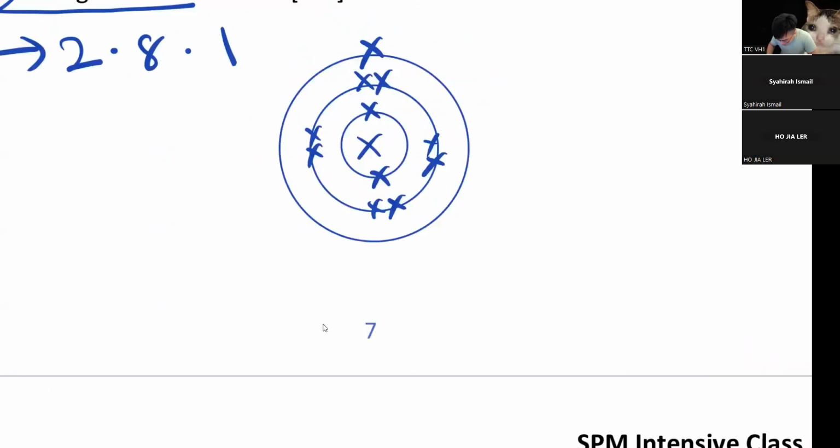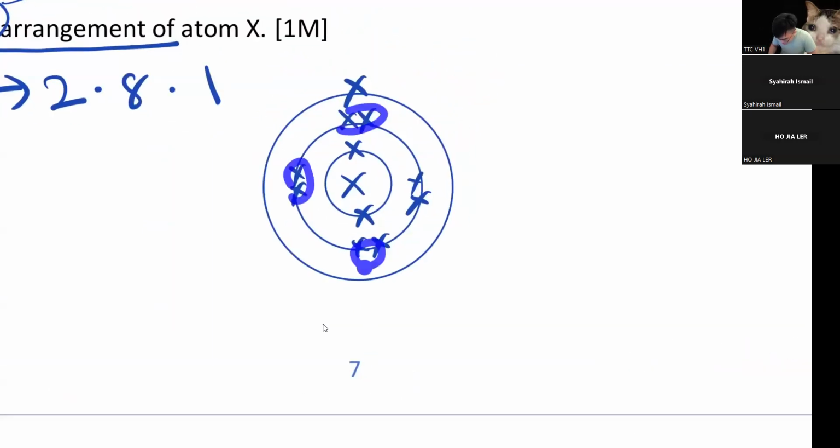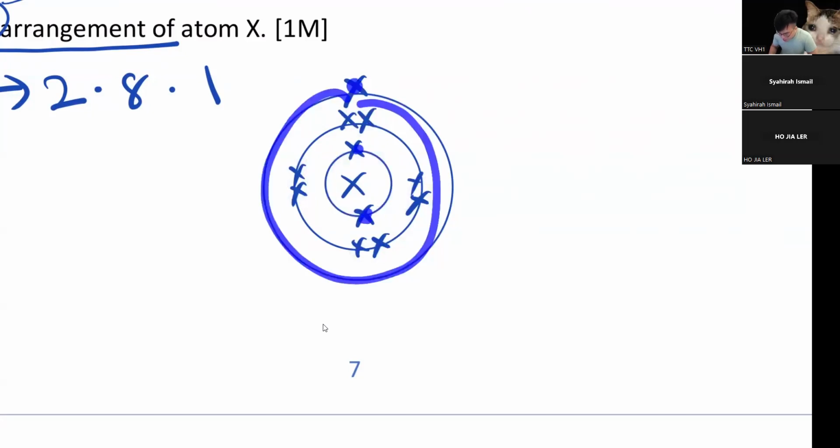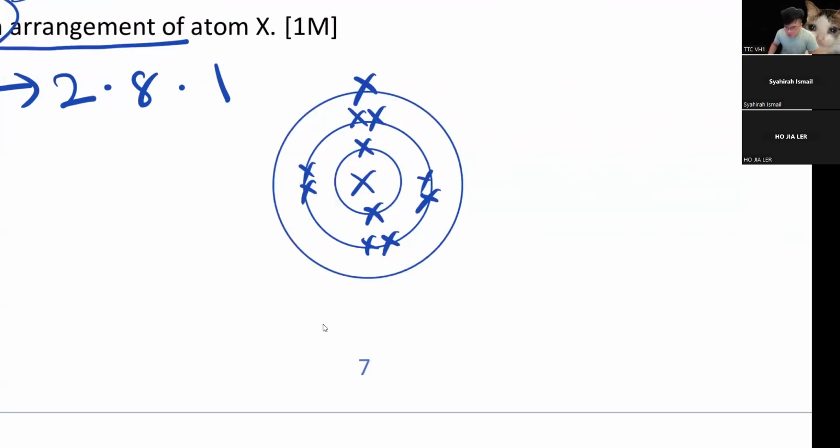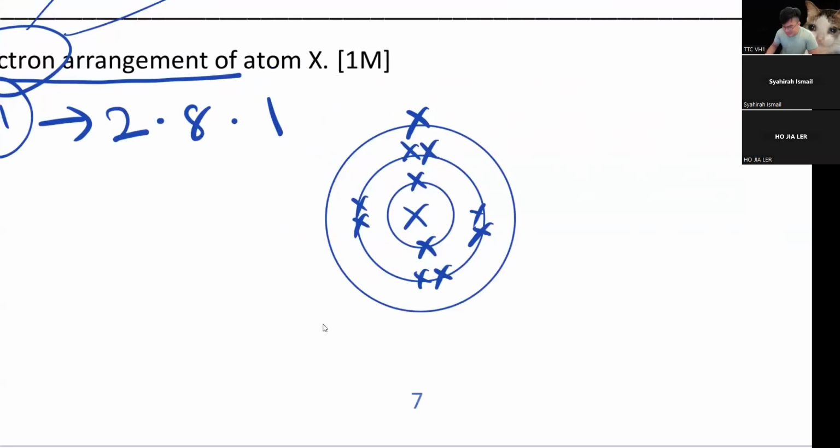Remember, when you draw, it's pair by pair. You see 1 pair, 1 pair, 1 pair, 1 pair. For the first shell, the 2 are opposite each other, and then the third shell is 1. Right, guys, do you remember what we learned last week? Is X a happy guy? Is X happy? 281. If you are X, you have 281. Are you happy? Are you stable? Jella, you were here last week. Do you remember? Is X happy?